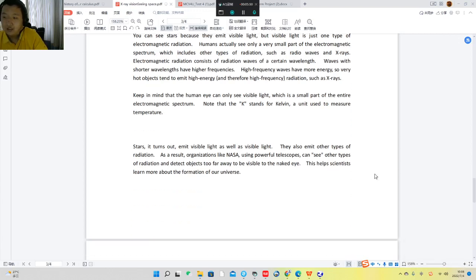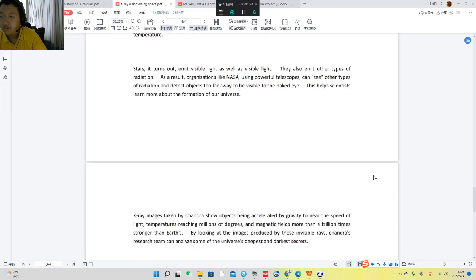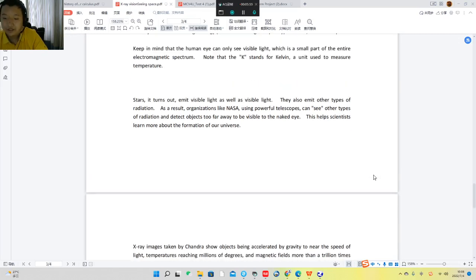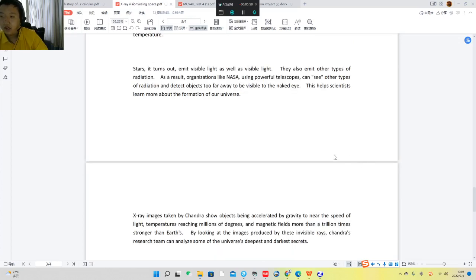Note that the K stands for Kelvin, a unit used to measure temperature. Stars, it turns out, emit visible light as well as other types of radiation. As a result, organizations like NASA, using powerful telescopes, can see other types of radiation and detect objects too far away to be visible to the naked eye. This helps scientists learn more about the formation of our universe.